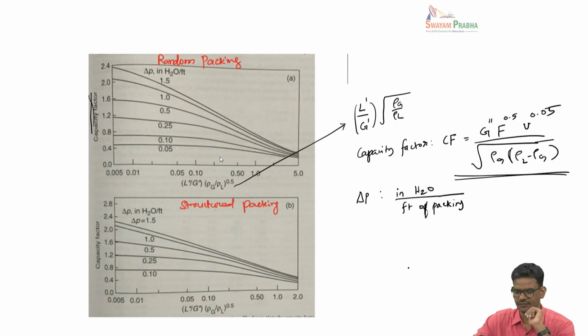Okay, so that's the way that we should use this particular plot. The one catch in using this plot is that all the units used in it are in English units. Mostly we use SI units for other problems, but in this particular pressure drop calculation, these plots are available only in English units.